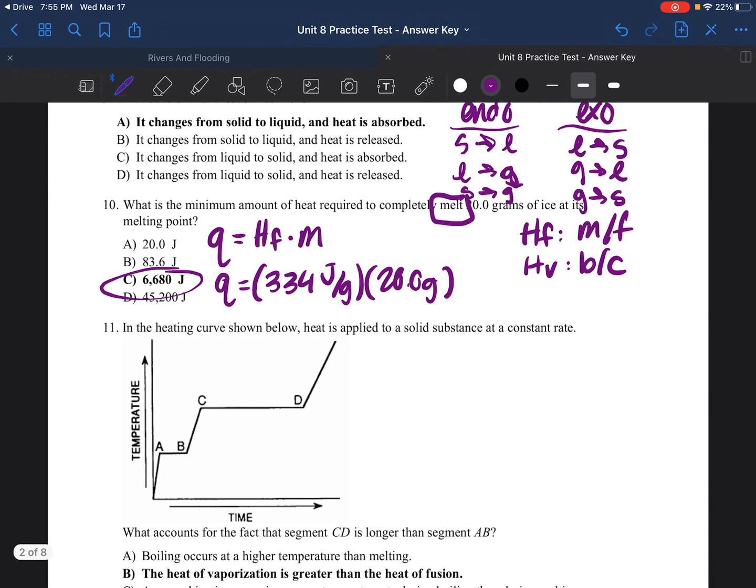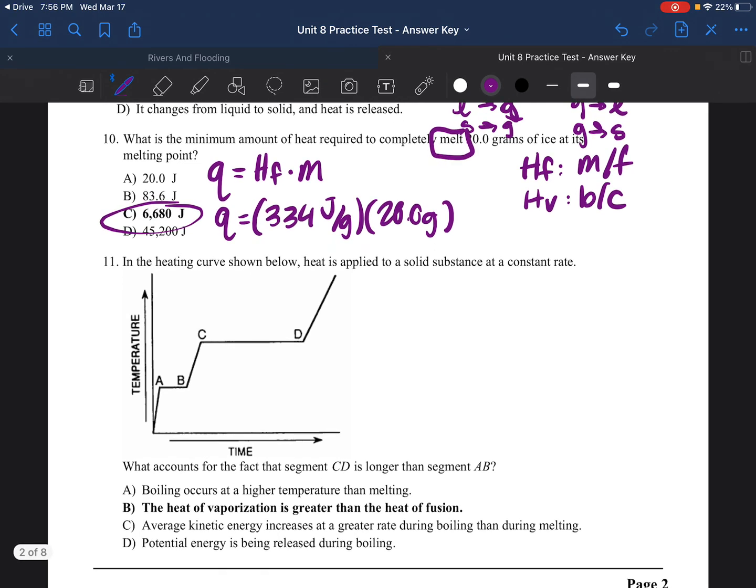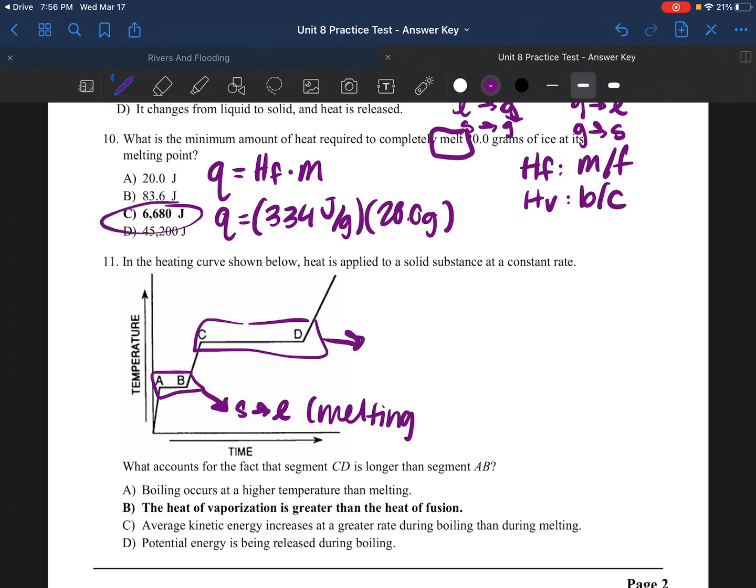Number 11. In the heating curve shown below, heat is applied to a solid substance at a constant rate. So what accounts for the fact that this segment is so much larger than here? So we first have to break down what each of those segments mean. This segment is when we are going from solid to liquid. So this is the melting. And this segment is when we are going from liquid to gas, or our boiling. So it's asking, why does it take a lot longer to boil something than melt something? Well, this has to do with the heat of vaporization being so much larger.